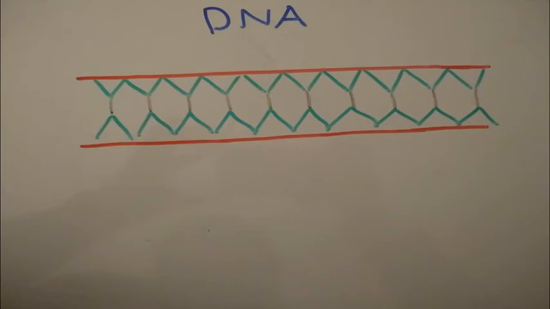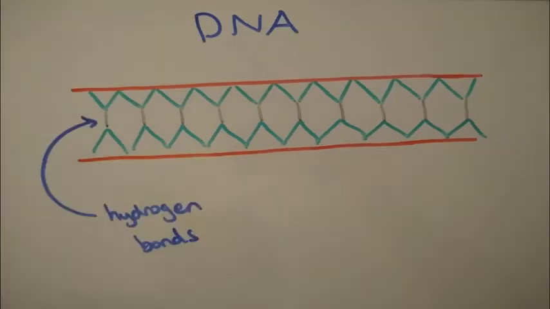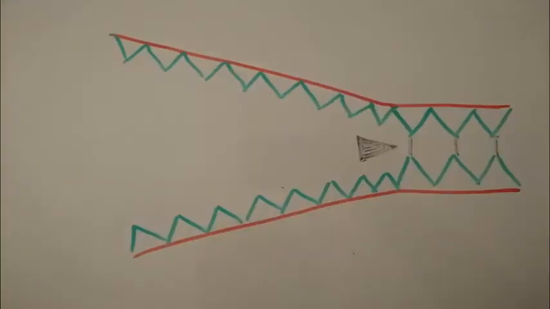We start off with double-stranded DNA that is connected through the hydrogen bonds between the nucleotides. These hydrogen bonds are then broken with the helicase enzyme to unwind the DNA into two single strands. As the DNA unwinds, two other enzymes attach to the single strands.